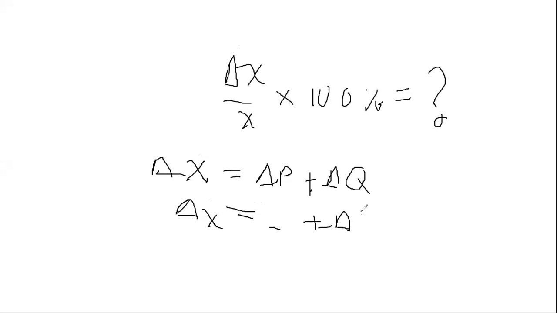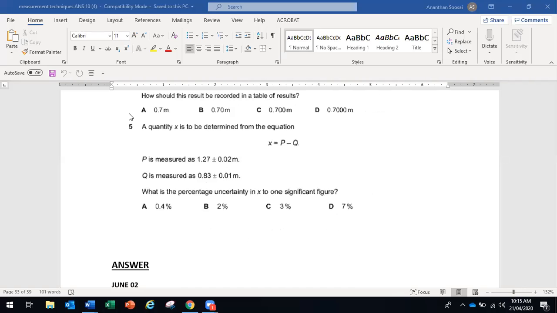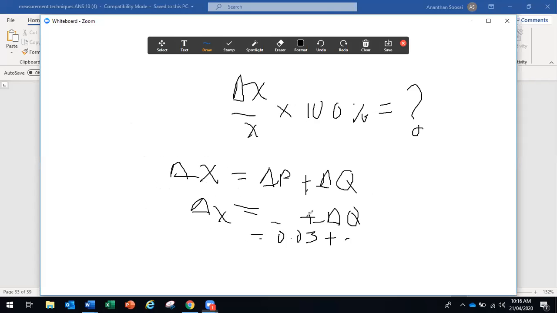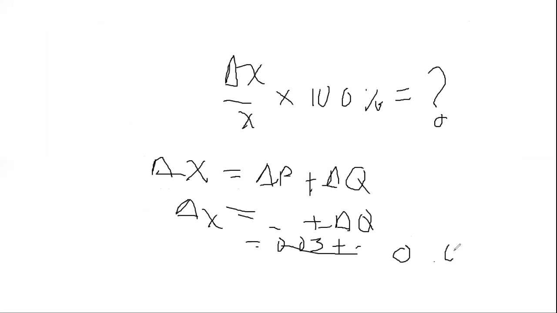Okay, I hope you have the question with you. Changes of p how much? 0.03. Okay, plus changes of q. Changes of q is? The total is 0.03. So yeah, total is 0.03.